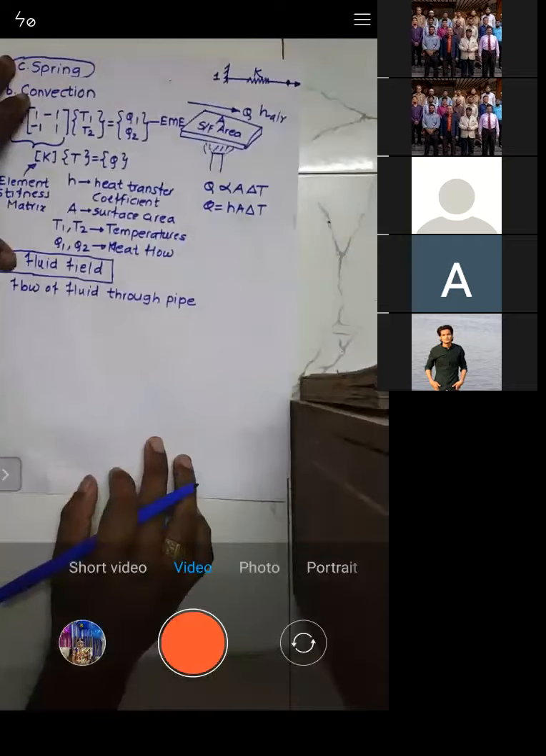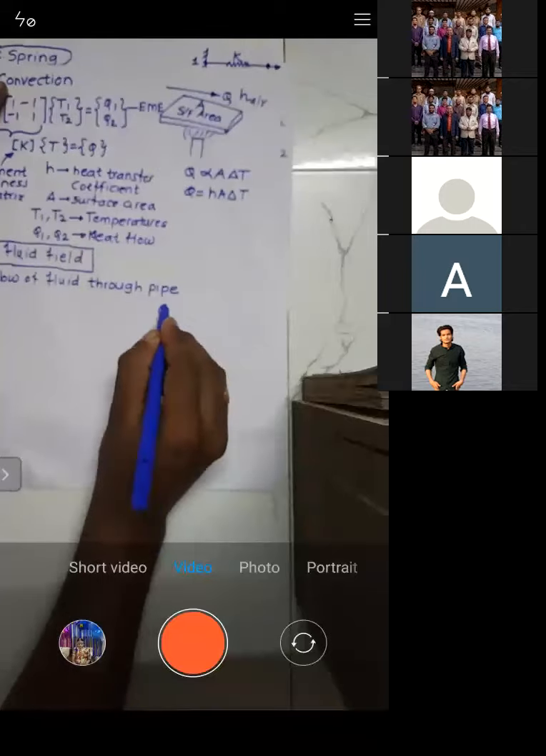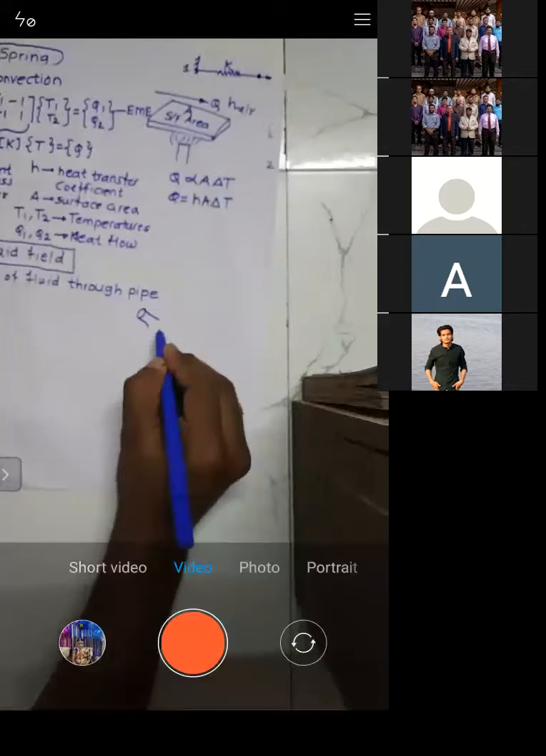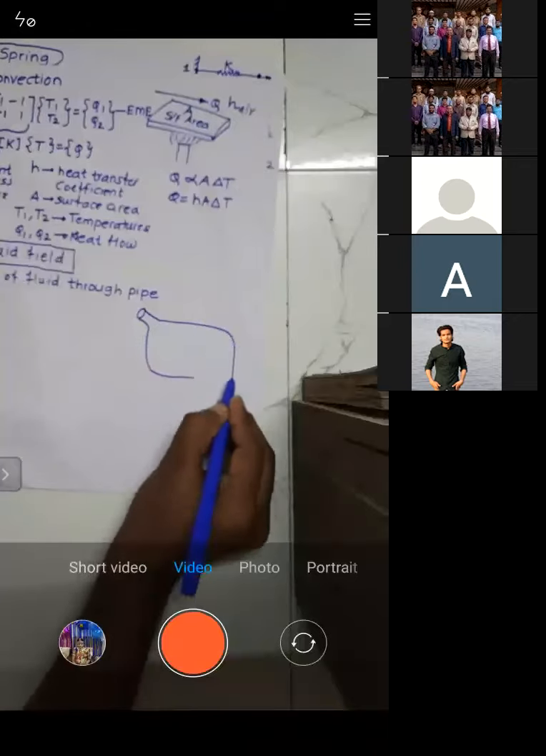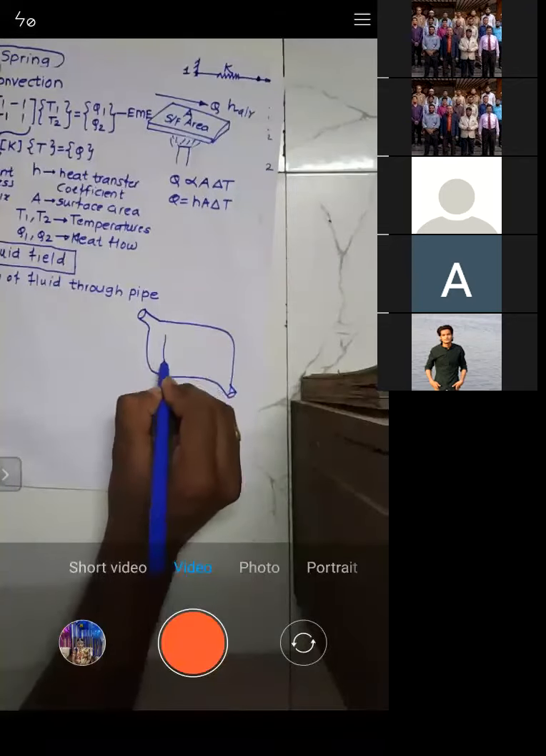Otherwise, let me draw a diagram first. Let's see, I have some pipe like this. Let's consider this diagram.